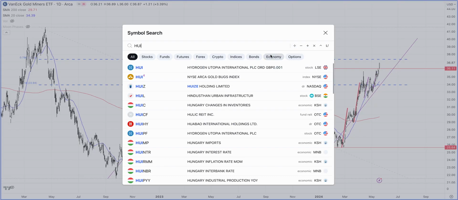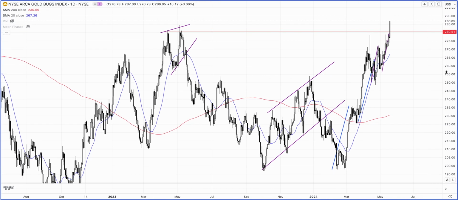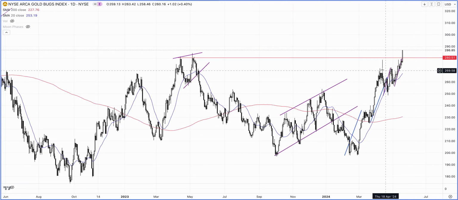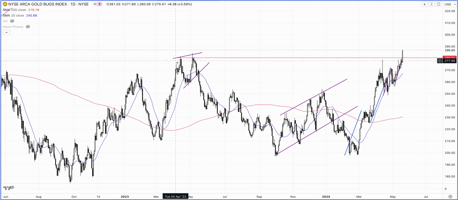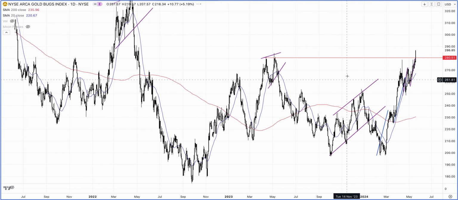Let's take a look at a gold bugs index, and a very nice sustained, well, shouldn't say sustained, but a possible breakout move around here as well, because just like GDX, we were watching last week for a possibility of a double top formation as the market moved into the top of the range.